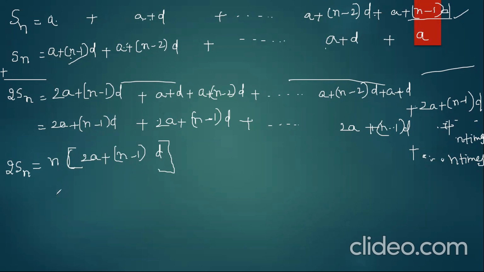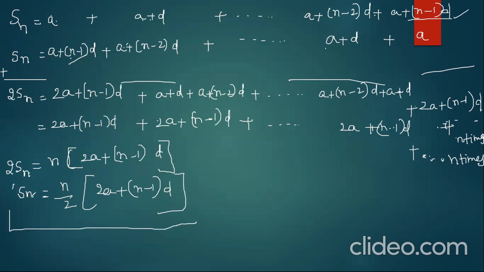Okay. Now Sn is equal to n by 2 into 2a plus n minus 1 into d. So this is our sum to n terms in the arithmetic progression. Okay, sum to n terms.